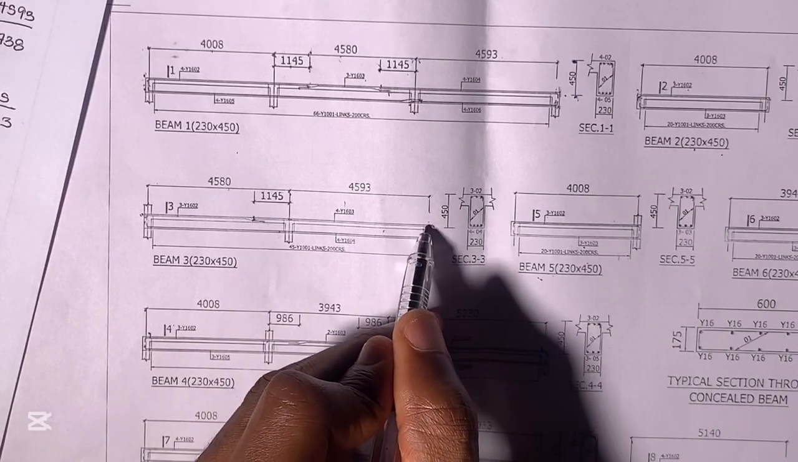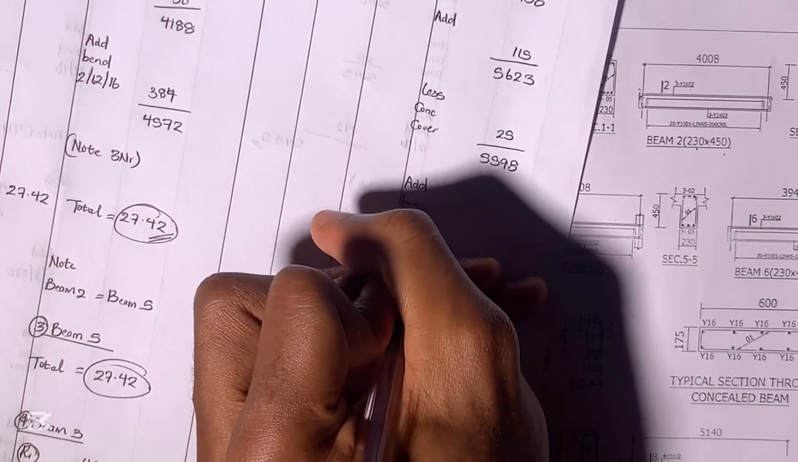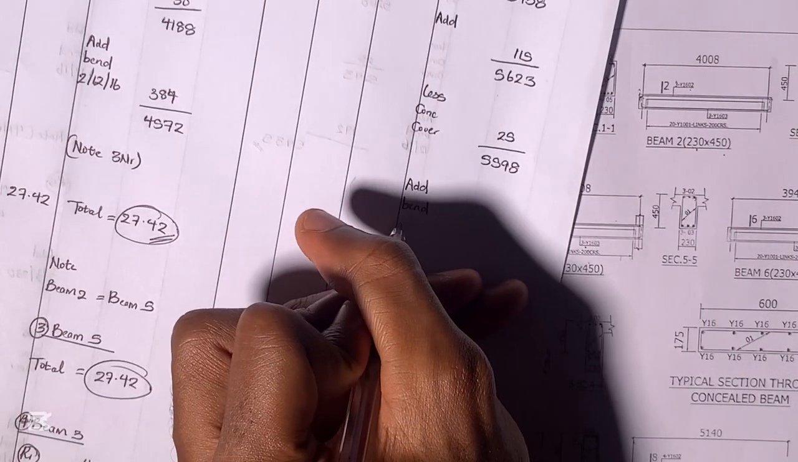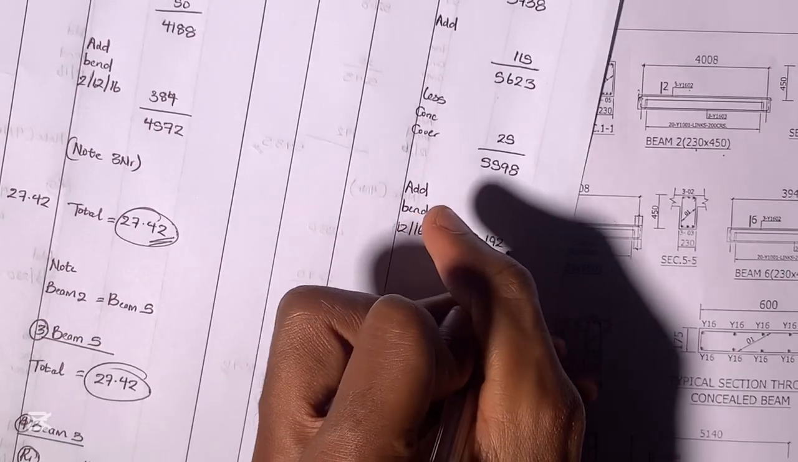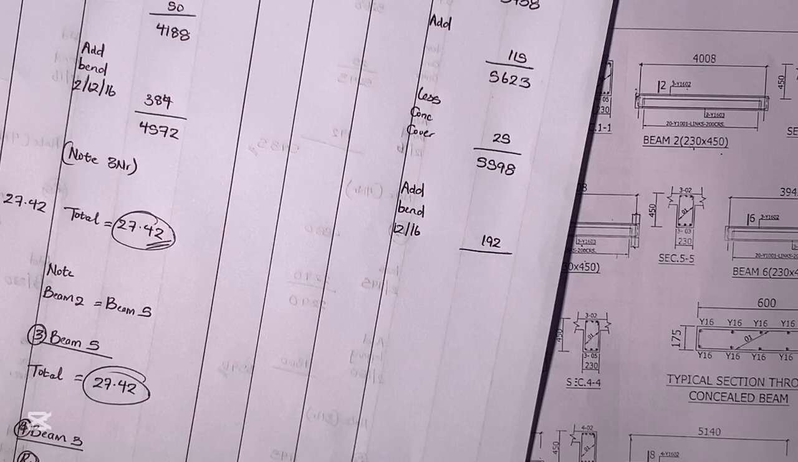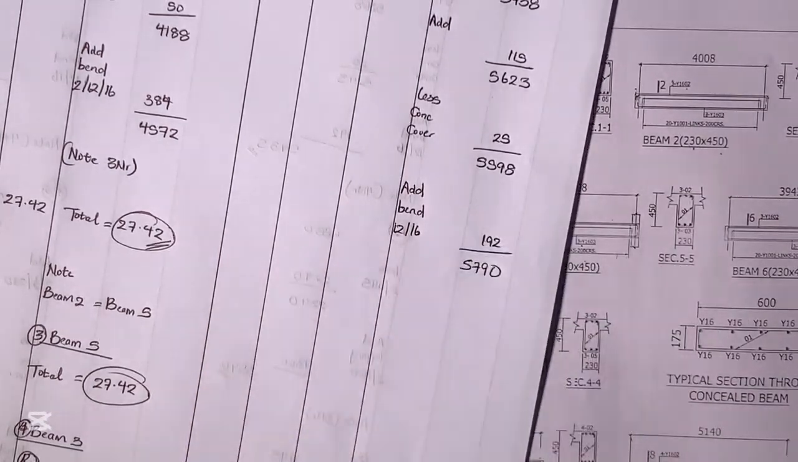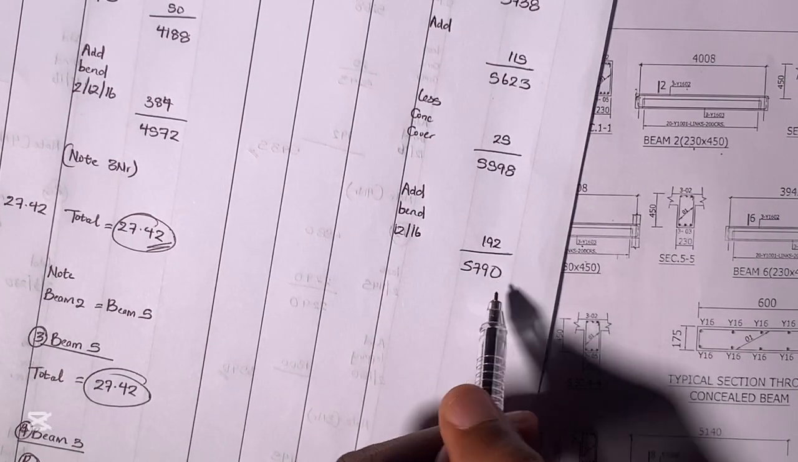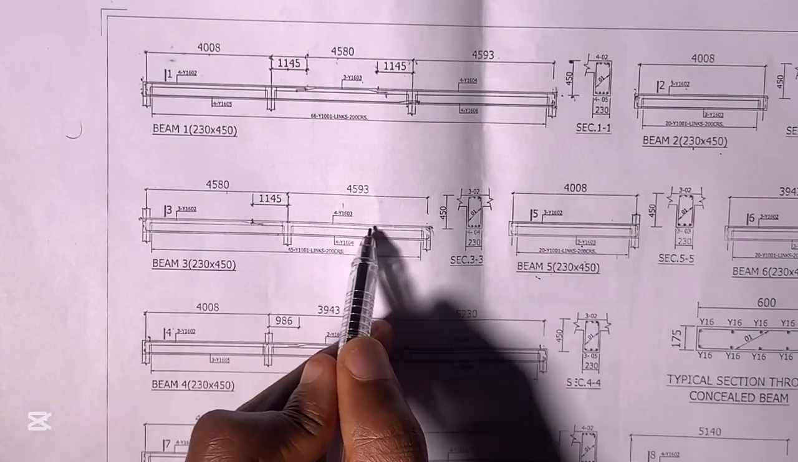From this point to this point, we will now add bend. So we'll now add bend, which is what? 12D. 12 by what? 16, which is 192. So when you do the maths, 192 plus 5598 is equal to what? 5790. So 5790 is the length of what? Reinforcement 2 in beam 3. So this is the reinforcement we just measured here.